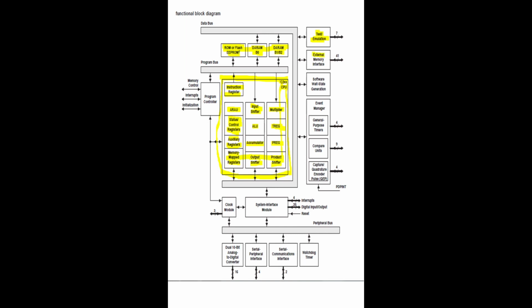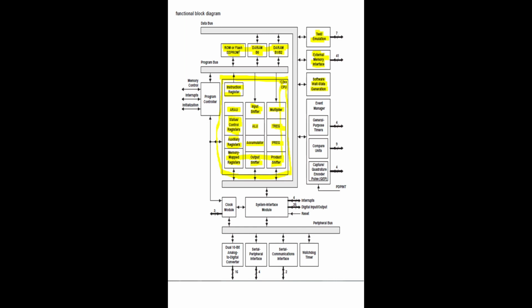Then external memory interface. Already this DSP is having ROM and then DRAM and then DRAM B1, B2 blocks. If you require more memory space, then via this external memory interface block, we can connect a few more memory segments with the DSP processor. Then software wait state generator.